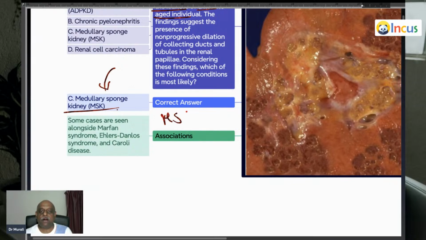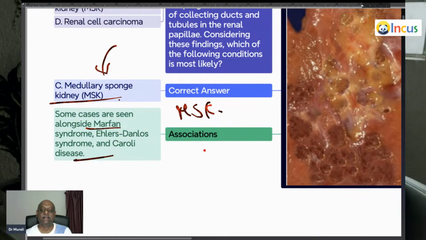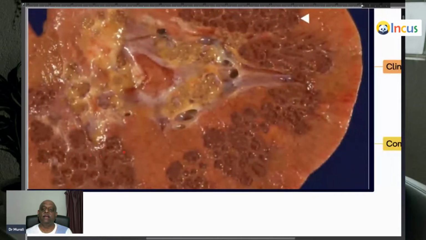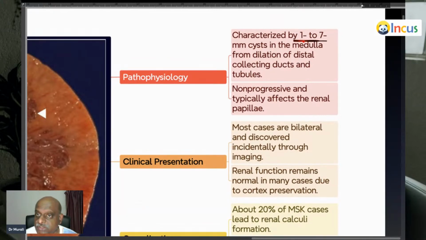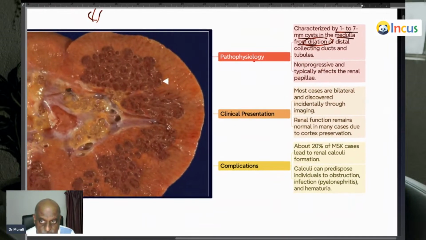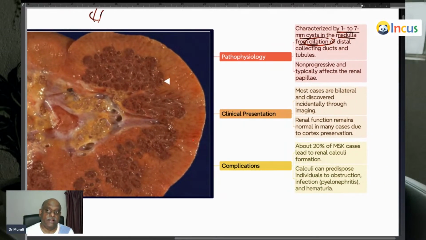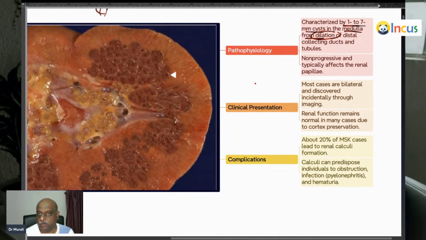And the medullary sponge kidney can be associated with Marfan syndrome, Ehlers-Danlos, Caroli's disease in the liver. So what is Caroli? Caroli is the bile duct agenesis in the liver is called Caroli. So Marfan, Ehlers-Danlos, Caroli, anything can be associated with the medullary sponge disease. 1 to 7 mm cysts in the medulla because of the dilatation of the distal collecting ducts in tubules. Typically, it is non-progressive and affects the renal papillae, medullary sponge kidney disease.